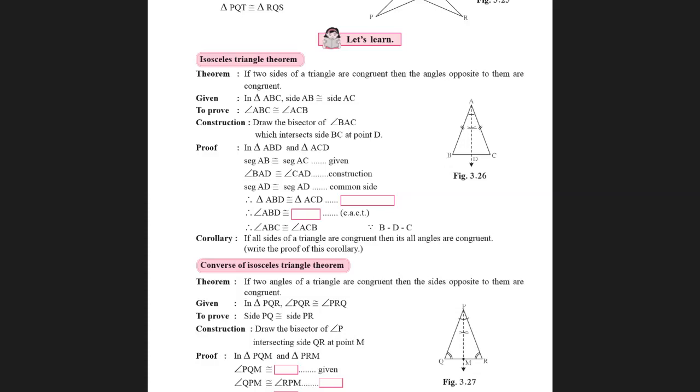Now, I hope children, this theorem is clear to you. It's a very important theorem, isosceles triangle theorem, which states that if two sides of a triangle are congruent, then the angles opposite to them will be congruent. So here you have the two sides AB and AC congruent to each other, and therefore the angles opposite to them are angle ABC and angle ACB, which are congruent to each other, and we have just proved. So I hope the proof is clear and the theorem also is clear.